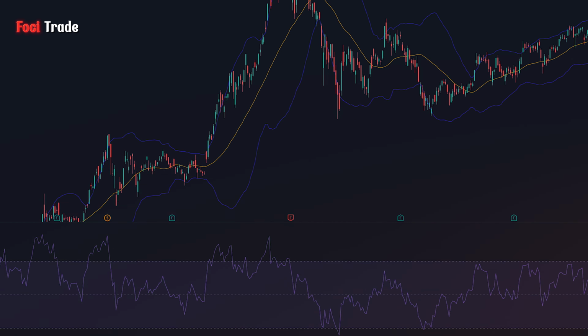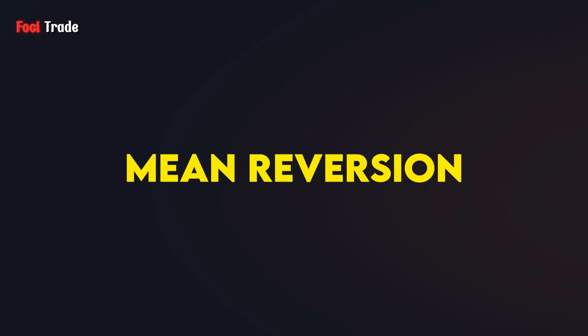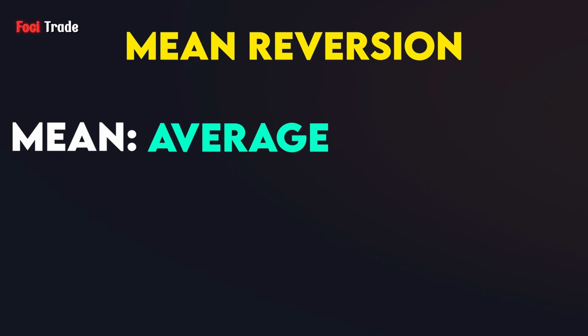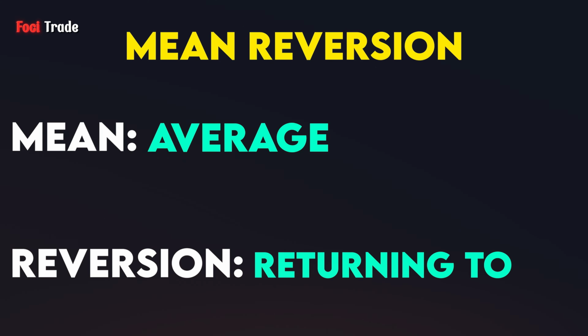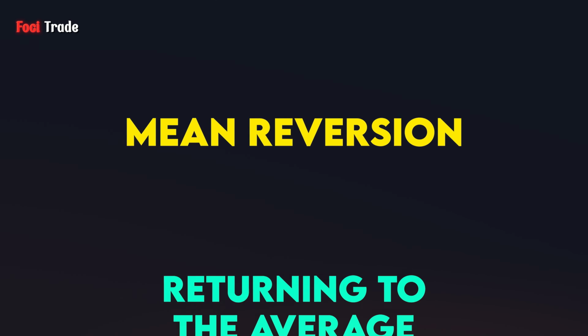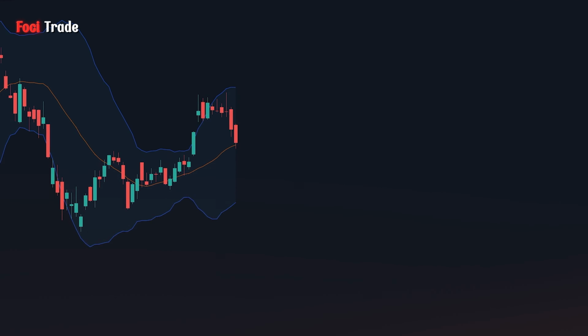So there are two different strategies you can choose from when using these indicators. Both of these strategies are built around the concept called mean reversion. What's mean reversion, you may ask? Well, mean refers to the word average, and the word reversion means returning to. So, to put it simply, the phrase mean reversion just means returning to the average, which is exactly what we're going to be shooting for with this strategy.